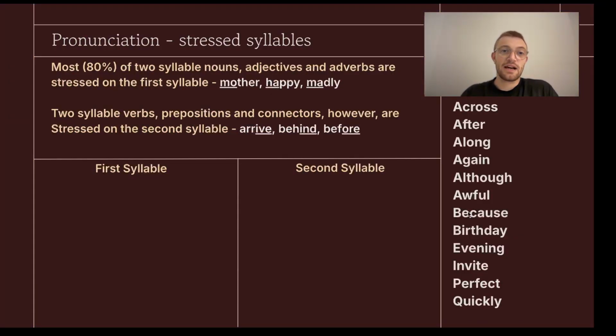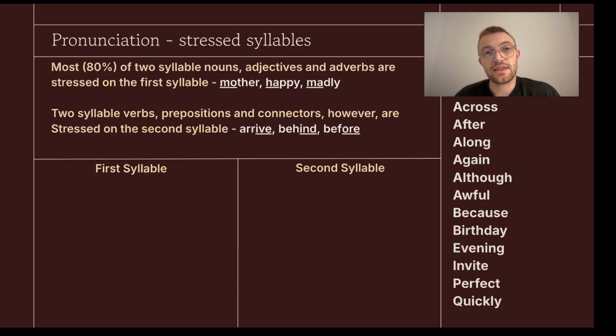Okay. The last thing that I've got for you today is not really to do with the connectors and time indicators, but with pronunciation. So this is to do with stressed syllables in words, right? So we have got in English around 80% of two-syllable nouns, adjectives, and adverbs are stressed on the first syllable, right? For example, mother, happy, madly.